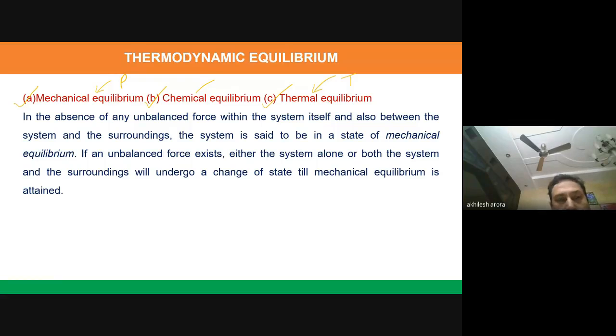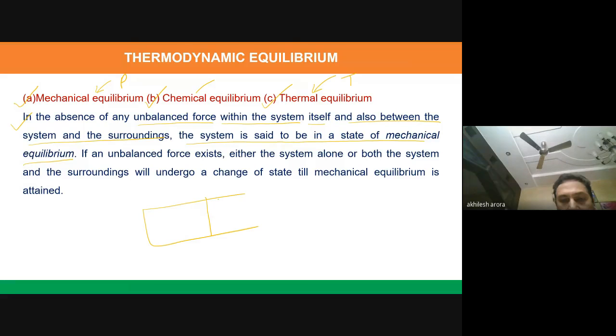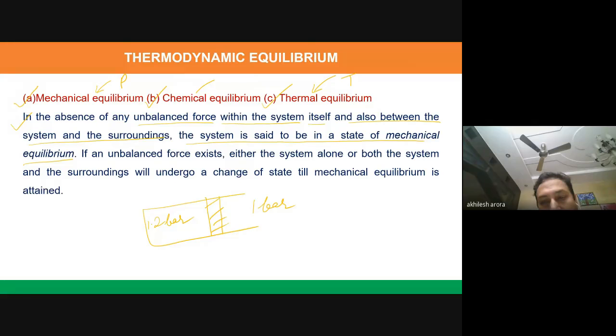Let us first talk about the mechanical equilibrium. In the absence of any unbalanced force within the system itself and also between the system and the surroundings, the system is said to be in a state of mechanical equilibrium. Suppose we have a piston and cylinder arrangement, and the pressure inside is 1.2 bar and the pressure outside is 1 bar. Do you think that the system is in mechanical equilibrium with the surroundings? No, it is not in mechanical equilibrium.